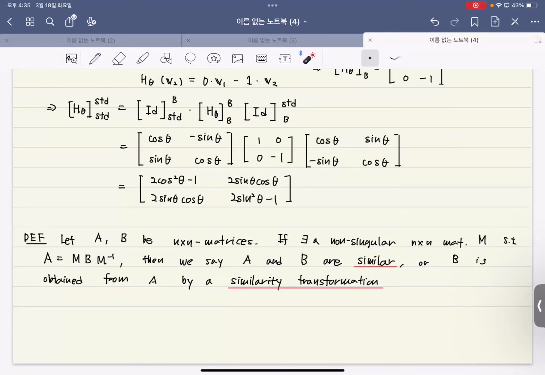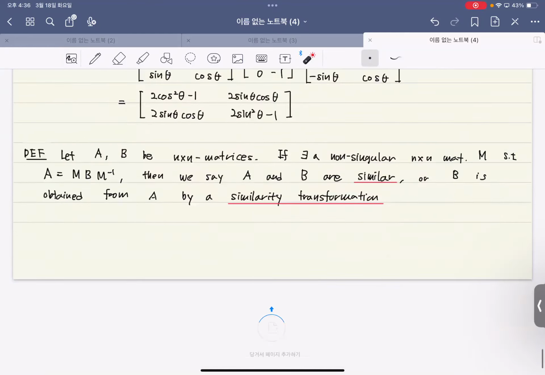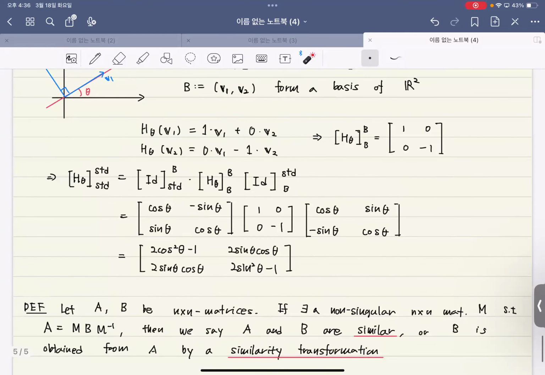Maybe after the midterm examination, we will try to find how to find such a clever choice of basis. That is going to be our next big topic after the midterm. But anyway, the idea is very simple. If two matrices are similar, then they are actually the same thing. So even though this matrix and that matrix seem completely different, essentially they are precisely the same thing, right? Okay.